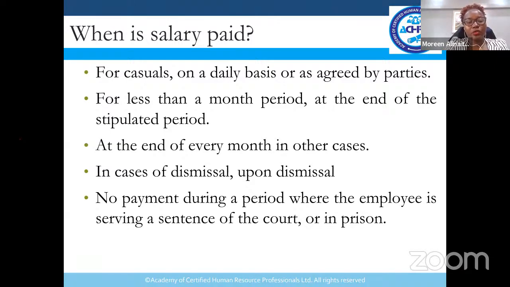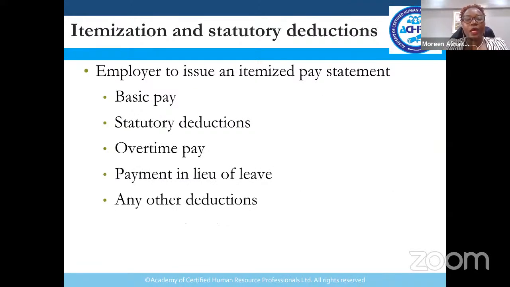No payment during a period where the employee is serving a sentence of the court or is in prison. For example, if somebody is in prison, they cannot be paid a salary. Even if you owe them, maybe they went to prison today and you owe them a salary from last month, you cannot pay them their salary when they're still in prison. You have to wait for them to come out of prison and then you can pay them a salary. Or maybe they're serving another sentence of the court. You cannot consider to pay them a salary. You have to wait until they're out of there, then you can pay them a salary.